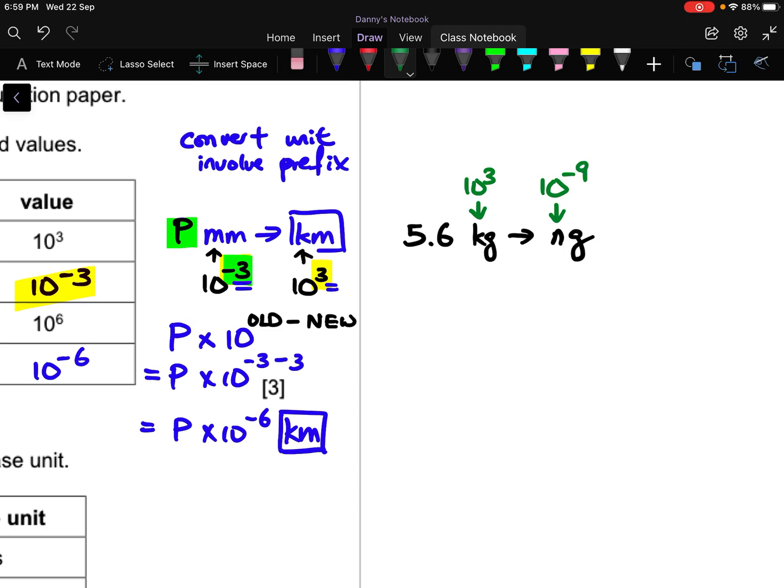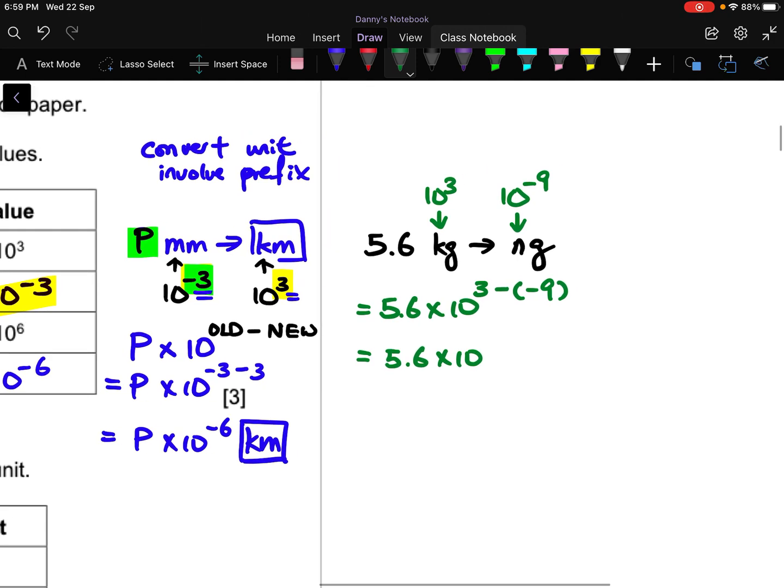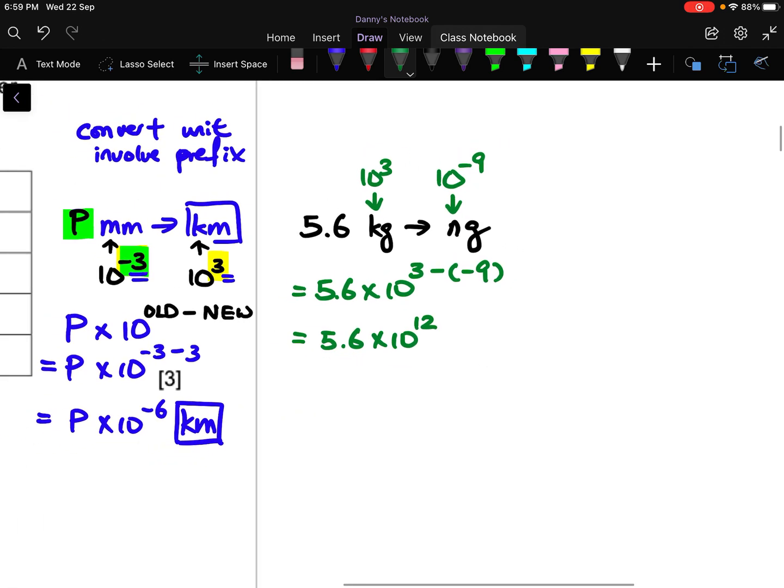Nano is 10 to the power of minus 9, right? Use the formula 5.6 times 10. This is the template. Then the old power is 3, minus the new power, minus 9. Once you do that, you can just key this entire chunk into the calculator. For me, I do not have a calculator, so I would know that this would eventually give me something like this. I do it in mental calculation, but for you, you can just key into the calculator and you will get nanogram. And that's it, you're done.